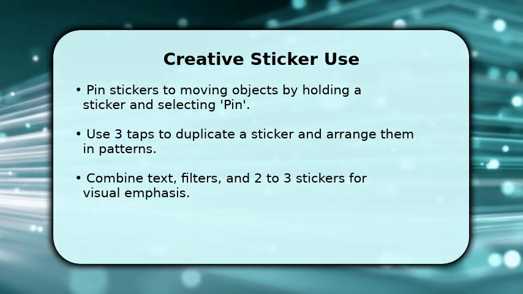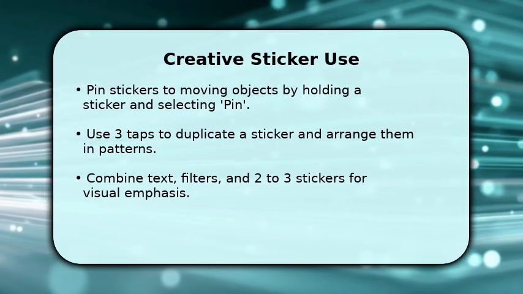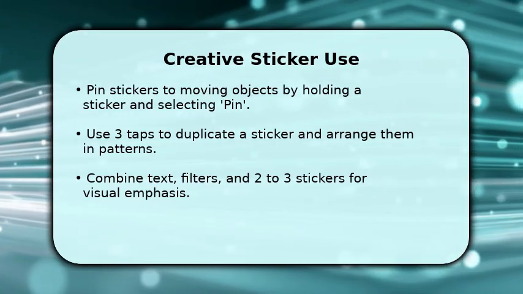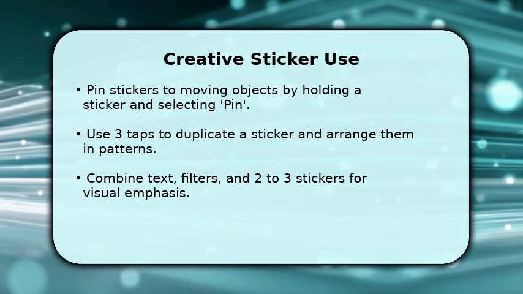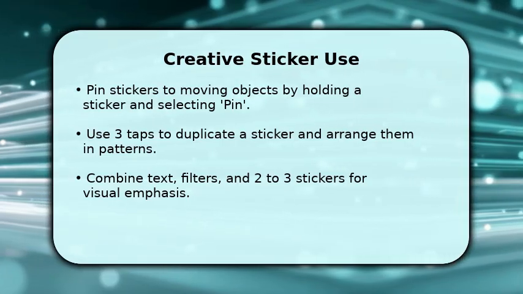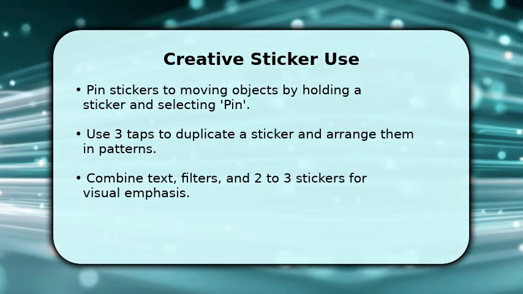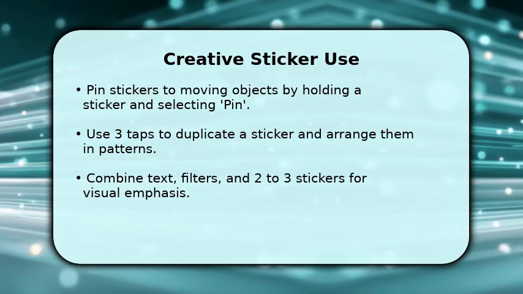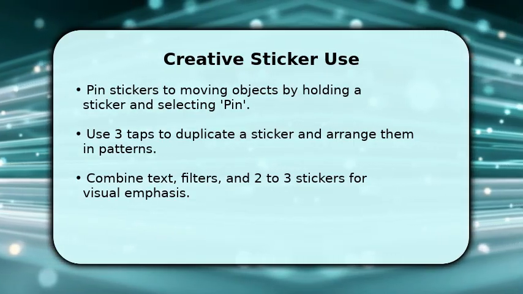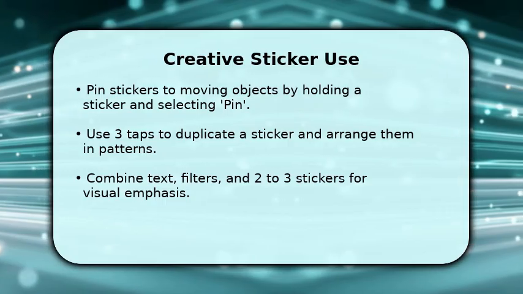Combine text, filters, and 2 or 3 stickers to emphasize a point visually. Resize stickers to occupy 1/4 or half of the screen for balance. Use animated GIF stickers sparingly to avoid overwhelming the viewer. Preview your snap before sending to ensure timing and placement are correct.